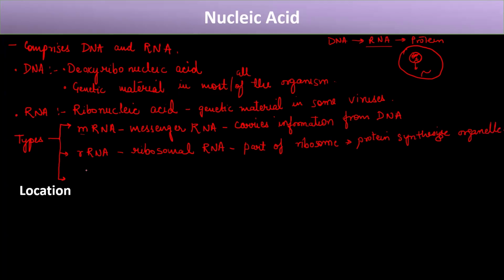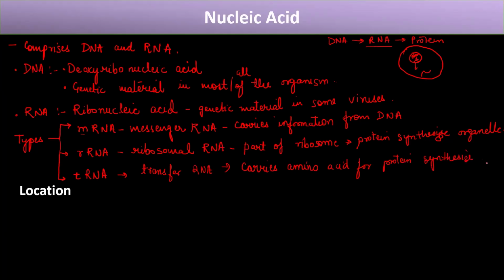Now, the third type of RNA is called tRNA. There are multiple other types of RNA, but these are the 3 major types of RNA that we should know for now. tRNA stands for transfer RNA. And for now, you just remember that this transfer RNA carries amino acids for protein synthesis. So these are the types of RNAs that we know.